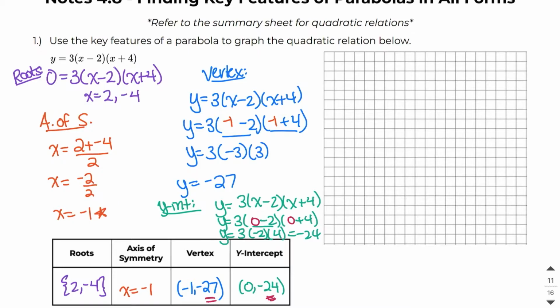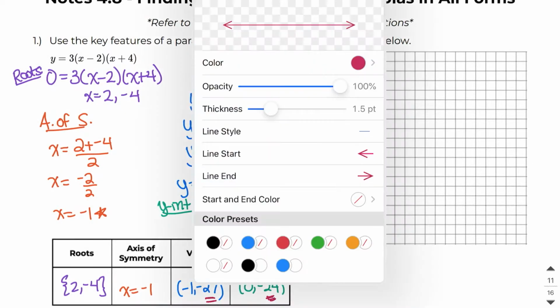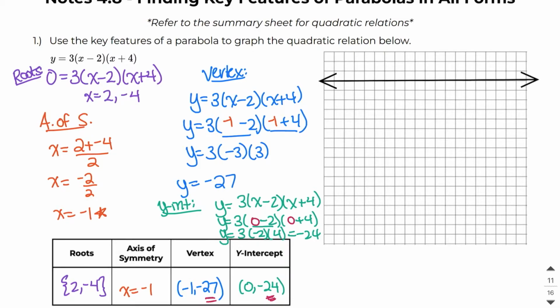And because these are negative values, that's going to help me realize that I need to have my x-axis up a little bit higher so I have enough space for those negative values. So I'll put my x-axis right here, and then I'll put my y-axis right in the middle. And don't forget to label your axes right here.